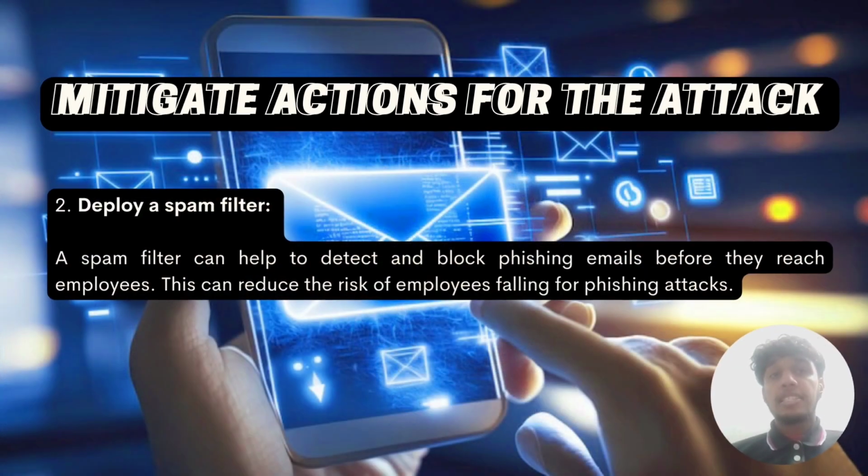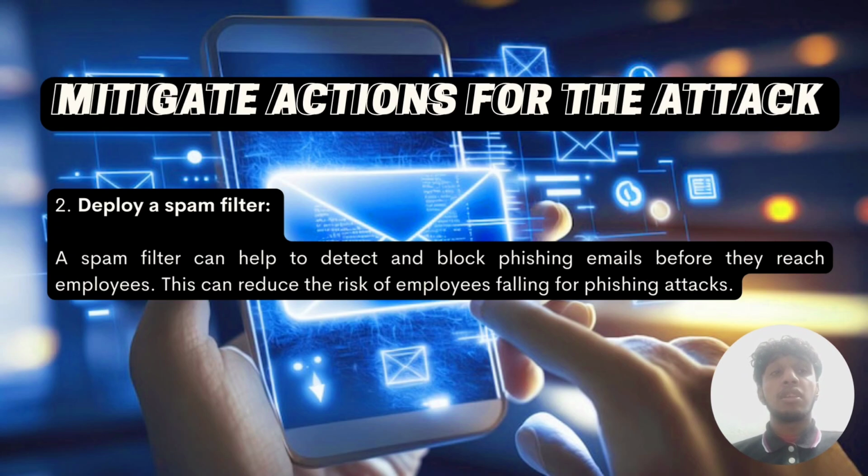Okay, the next one is to deploy a spam filter. A spam filter can help to detect and block phishing mails before they reach employees. This can reduce the risk of employees falling for phishing attacks. Deploying a spam filter is an effective measure to mitigate the risk of phishing attacks by blocking and filtering out suspicious or malicious mails. Select a reliable spam filter solution.